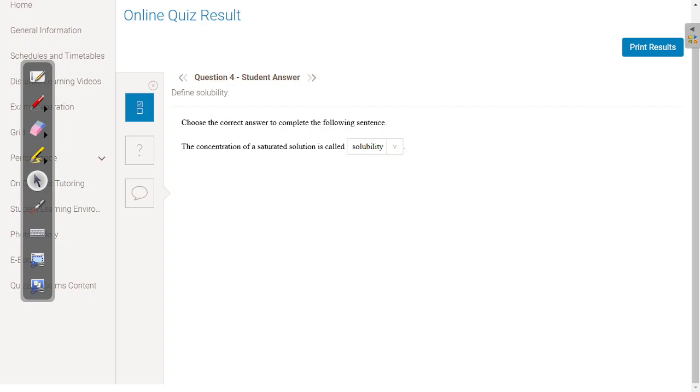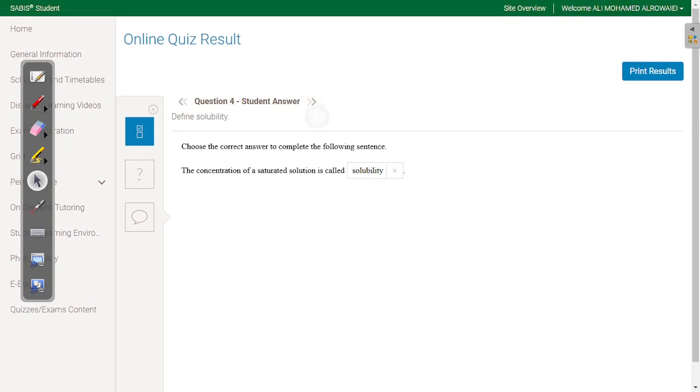The concentration of a saturated solution is called solubility. Yes, this is a definition, you should memorize it.